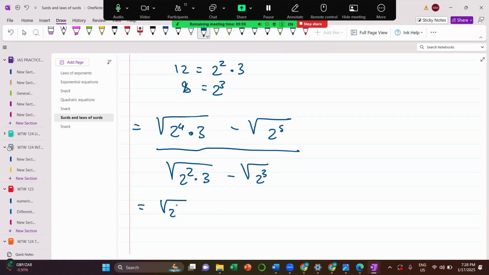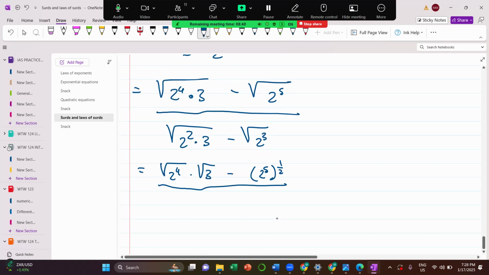So I'm going to have square root of 2 to the exponent of 4 times square root of what? 3 minus the square root of, let me check. So here I can still have, so I'm writing it in exponential form. I'm going to have 2 to the exponent of 5 all to the exponent of what? 1 over 2 all over. Check now. I'm going to have square root of 2 squared times square root of what? 3 minus root of, oh, I'm going to rewrite it in exponential form, sorry.